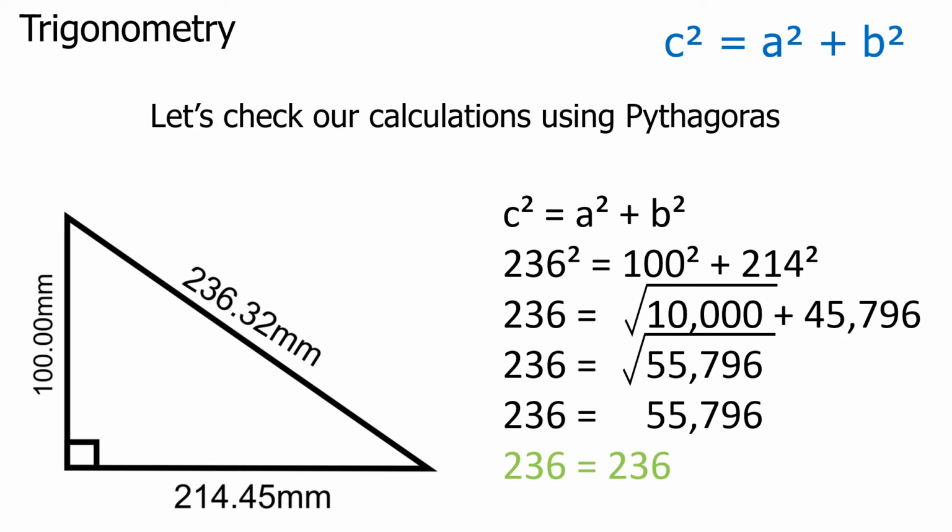Sometimes we use trig and Pythagoras to find missing information or angles or lengths of a triangle. Let's check our previous trig example with Pythagoras. C squared should equal the sum of a squared and b squared. So both sides of the equal sign should be even. And yes, if I follow my equation through, 236 equals 236. Obviously I rounded it off for the purpose of the slide.